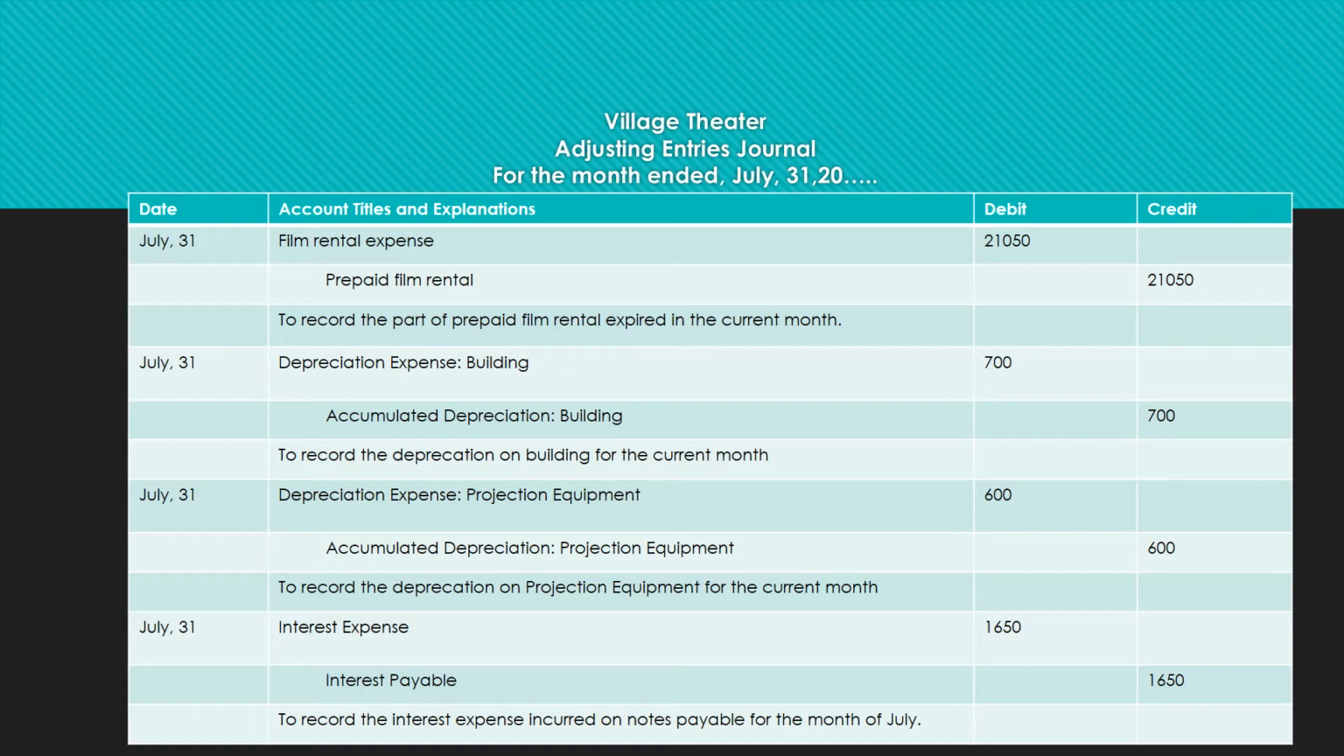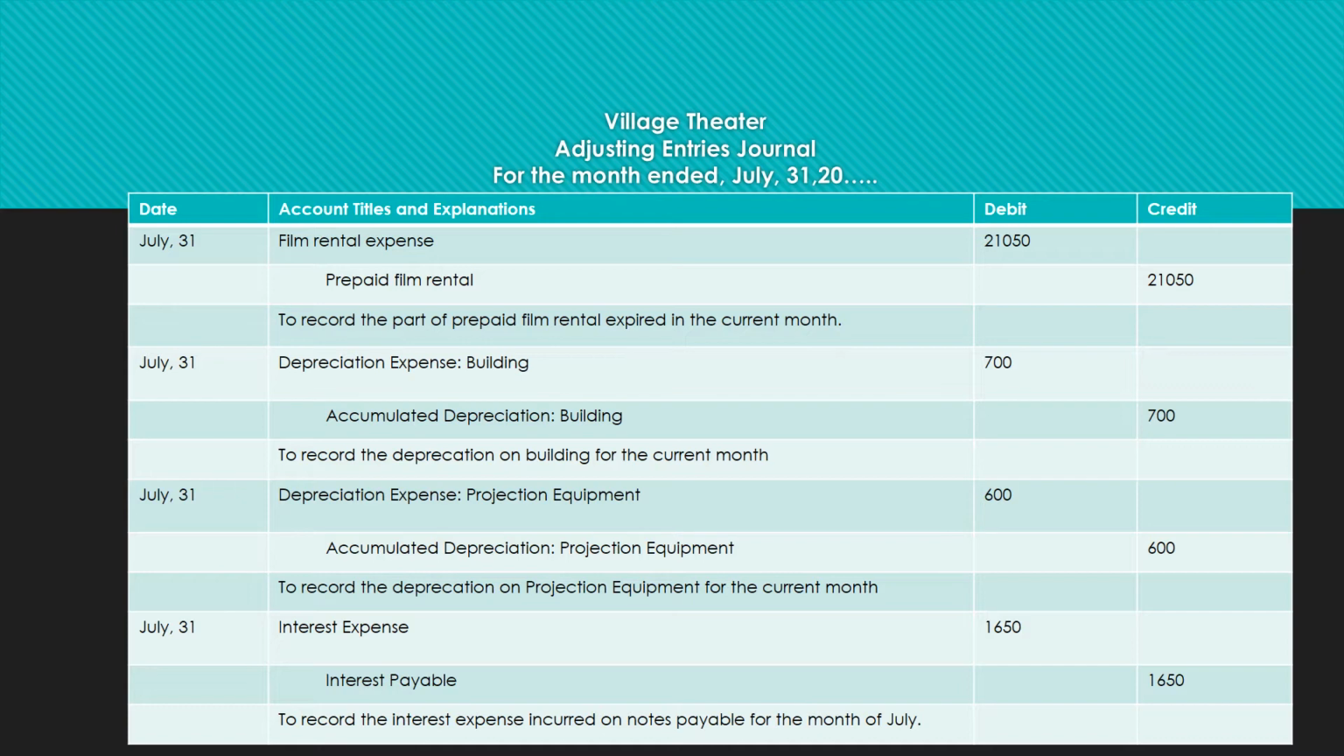So interest expense is incurred on notes payable of 1650, which is not yet recorded, so we will record that. It is also not paid by the Village Theatre. They will pay that later. So a new liability is created, which will be called interest payable. So the expense incurred is 1650, which we will record on the debit side. Interest expense 1650 debit, and credit interest payable, as liability is increased, on the credit side 1650.